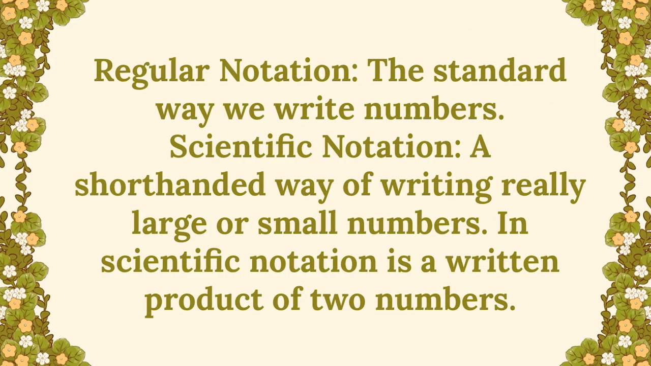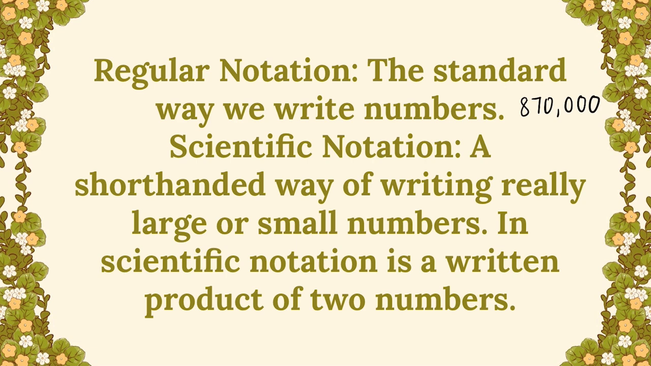Okay, so for regular notation, this is the standard way we write numbers. Just like we write a number, for example, like 870,000. And then scientific notation is a shorthand way of writing really large or small numbers.